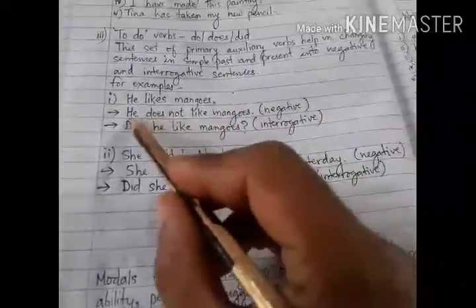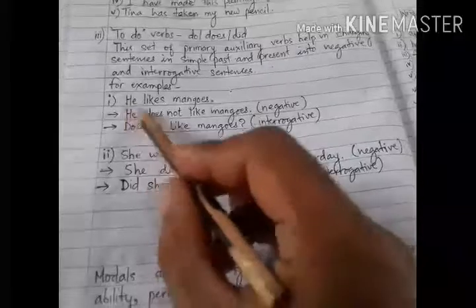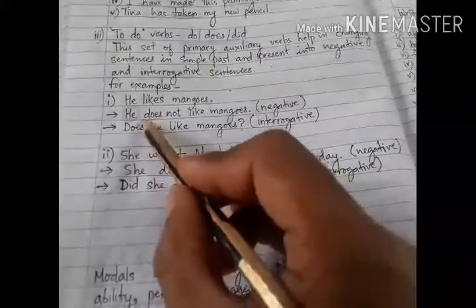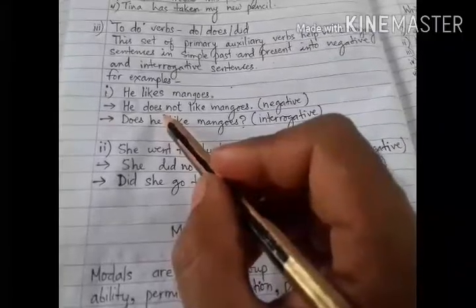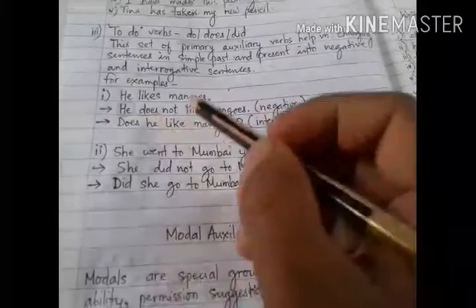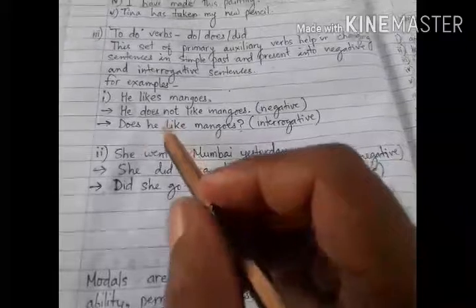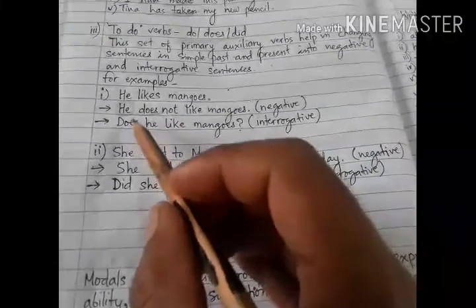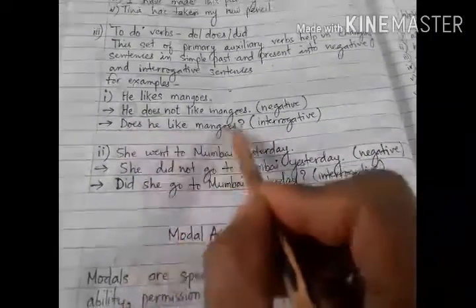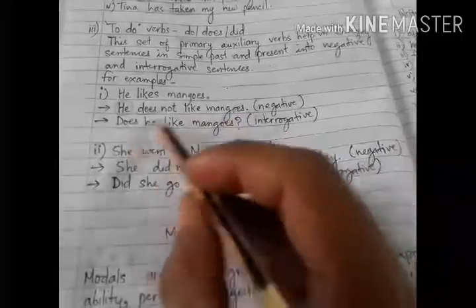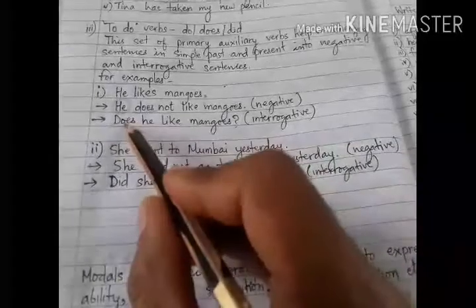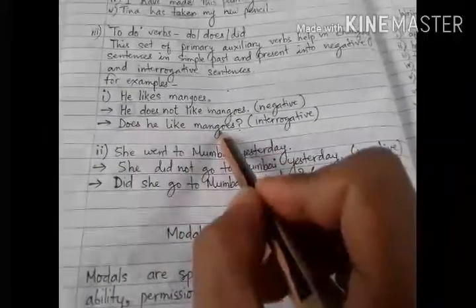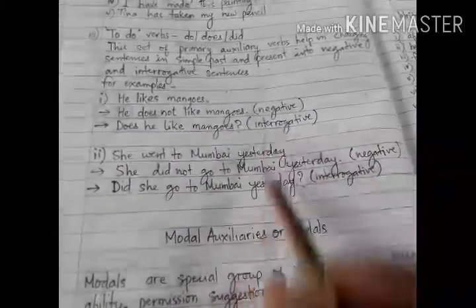Why does? Because this subject is singular. Singular subject does, plural subject do. Do is V1, so it is used with plural subject. Understood? Now we are changing the same sentence into interrogative by using the same helping verb, do verbs. Does he like mangoes? This is interrogative. Understood?